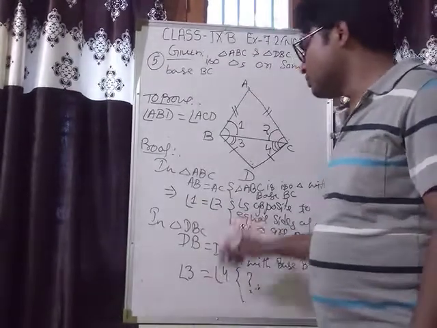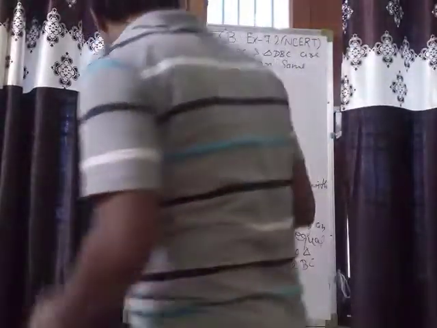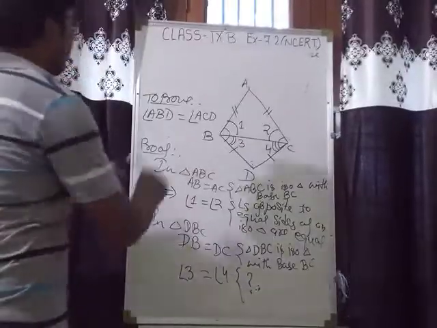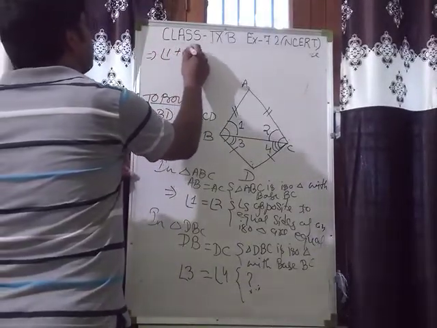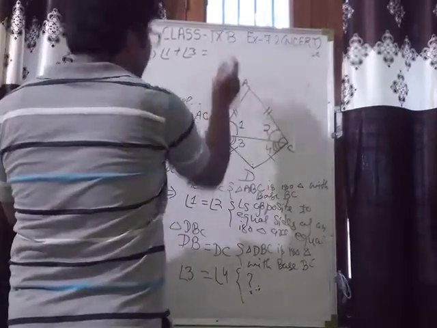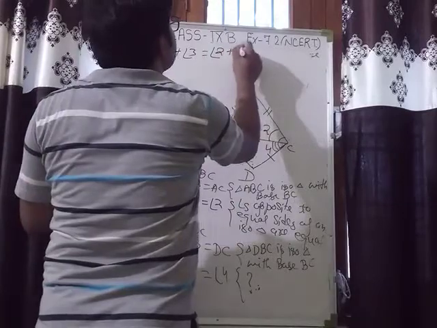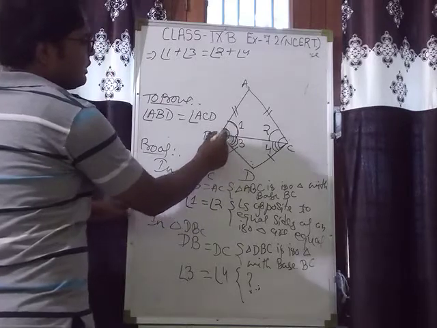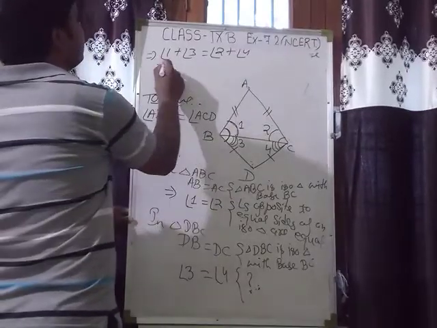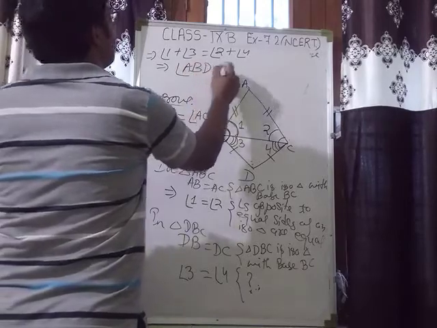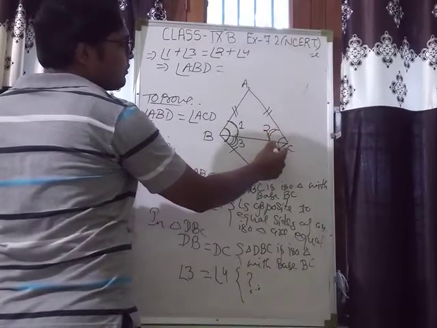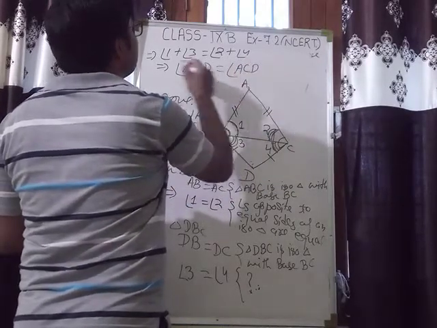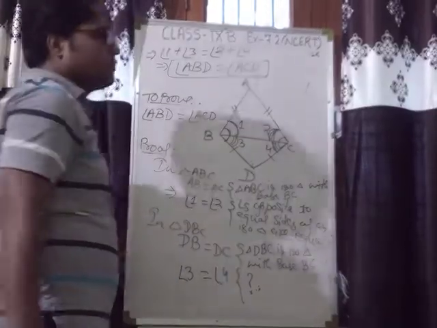Now add these two. From here, angle 1 is equal to angle 2 and angle 3 is equal to angle 4. So we can write angle 1 plus angle 3. Adding left to left, that will be equal to right added to right, angle 2 plus angle 4. Now angle 1 plus angle 3 will be this angle ABD, which will be equal to angle 2 plus angle 4, that is angle ACD. So that is the proof of question number 5.